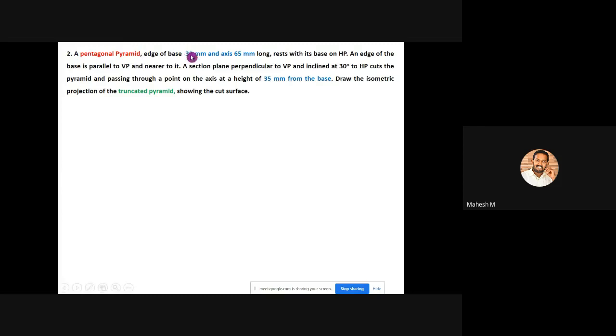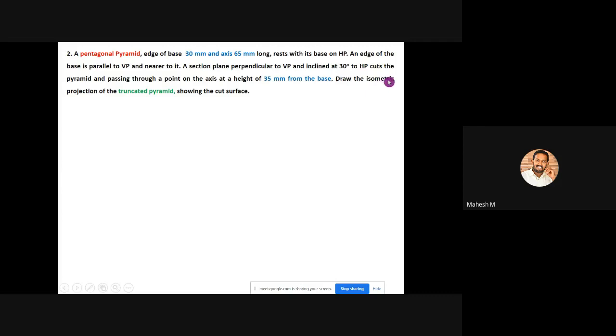So it is a pentagonal pyramid, edge of base 30 mm and axis 65 mm long. It rests with its base on HP. So the base is on HP, so the top view will look like a pentagon, and an edge of the base is parallel to VP and nearer to it. So it is like our previous condition, and a section plane is perpendicular to VP and inclined at 30° to HP. So it has an inclined section plane. It cuts the pyramid, passing through a point on the axis at a height of 35 mm from the base. So the distance of the section plane is also available.